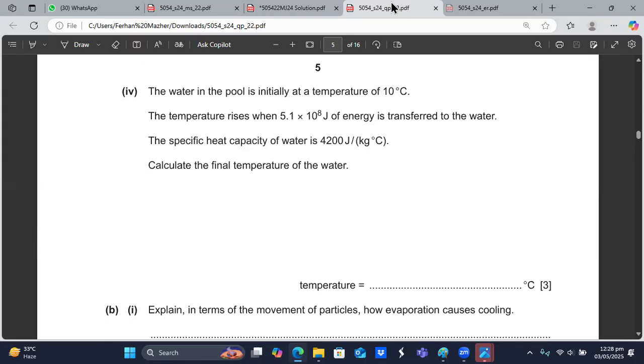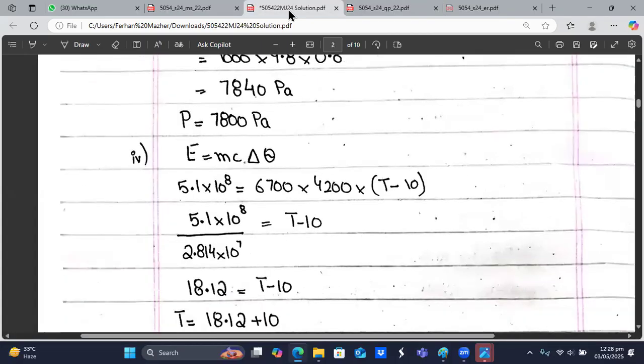So first of all, I will find out the change in the temperature. I know the amount of heat, I know the mass, I know the specific heat capacity, and I can find the change in the temperature. We know the initial temperature. Then I will add the change in the temperature to the initial temperature, and I will get the final temperature. This is a 3 marks question. I hope you understand the strategy.